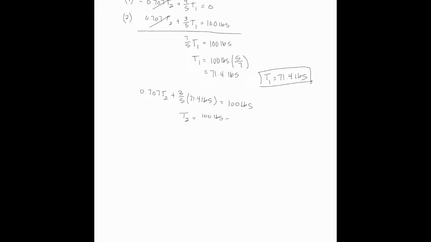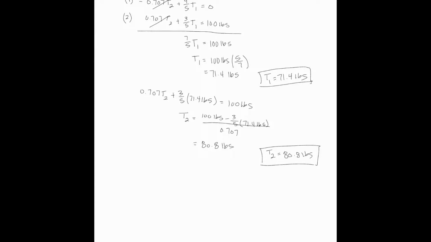So then when we solve for T2, it's going to equal 100 pounds minus 3/5 of 71.4 pounds, all divided by 0.707. You can just plug that into a calculator. And I get 80.8 pounds. So then we have T2. And it's as simple as that.